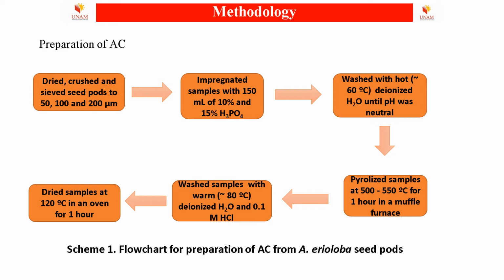Once it is pyrolyzed in the furnace, the samples are again crushed in mortar and pestle to powder if any lumps are there. Then these are washed with 0.1 M HCl in order to remove any impurities or ash formed. Then it is washed with warm water, 80 degrees centigrade hot water, in order to remove the acid and purify it. The sample is again dried at 120 degrees centigrade in an oven for 1 hour. So this is the scheme flow chart for preparation of AC from acacia erioloba seed pods.